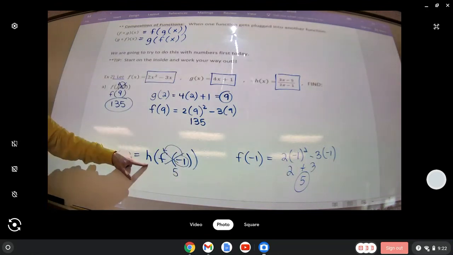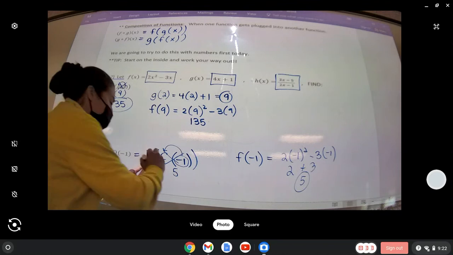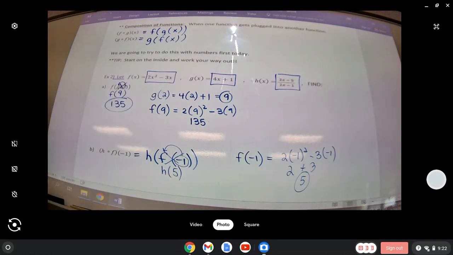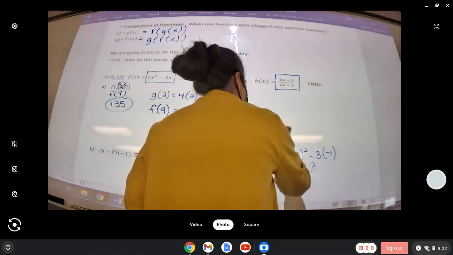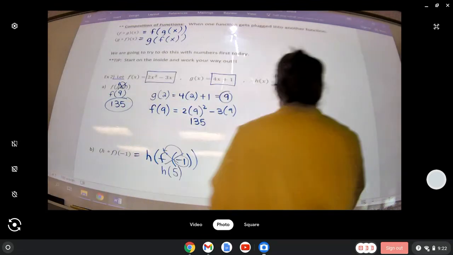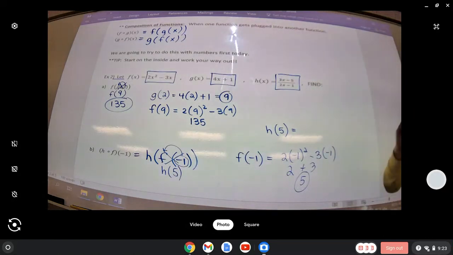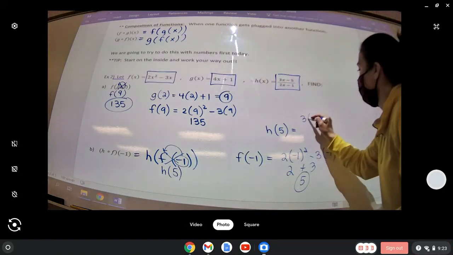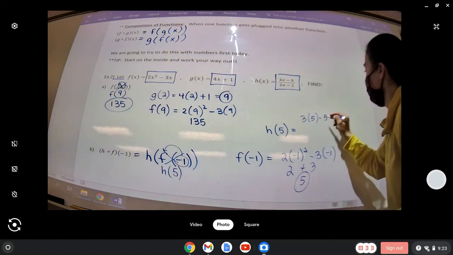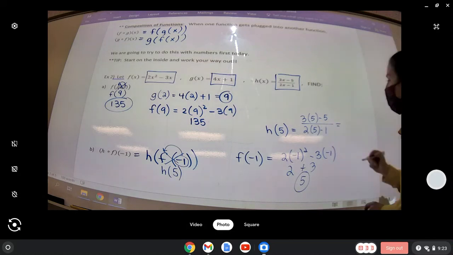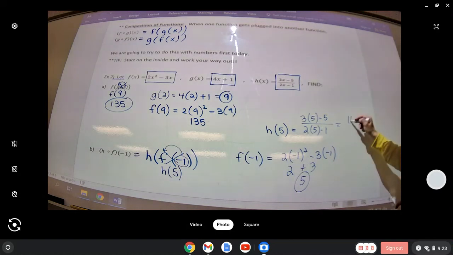Now 5 is going into the next function. So now we have to find h of 5. All right, so now we got to get h. We got to plug a 5 in. H is over here, right? Plug a 5 in, do the top, do the bottom, create that fraction. 15 minus 5 is 10. 2 times 5 is 10 minus 1 is 9. You get 10 ninths. Ugh.